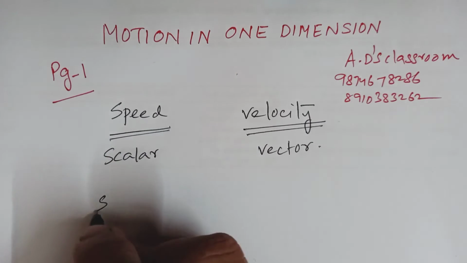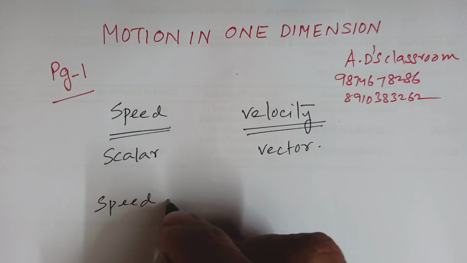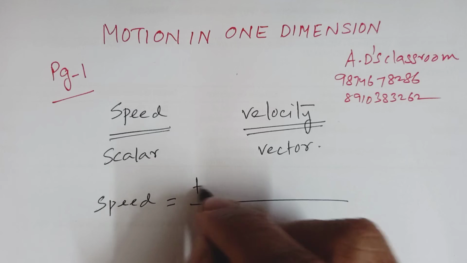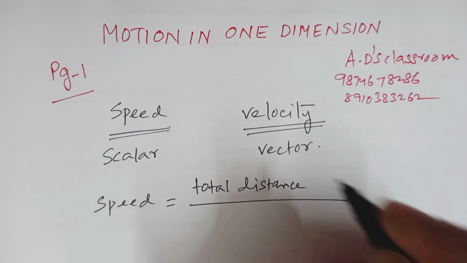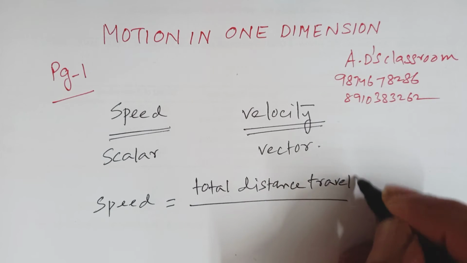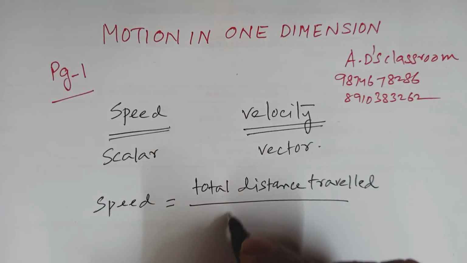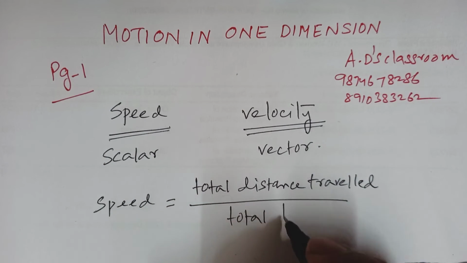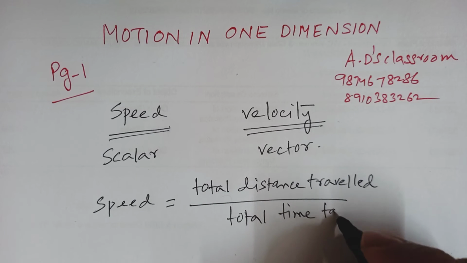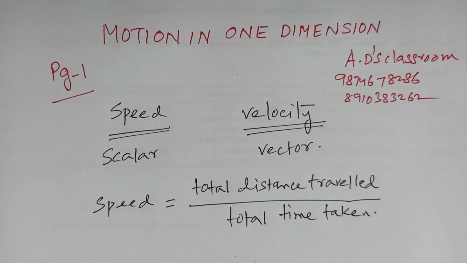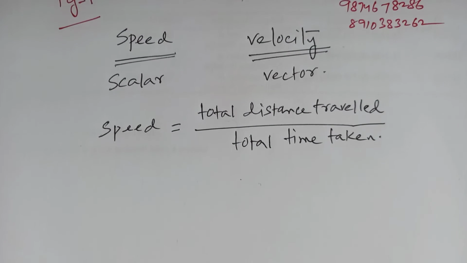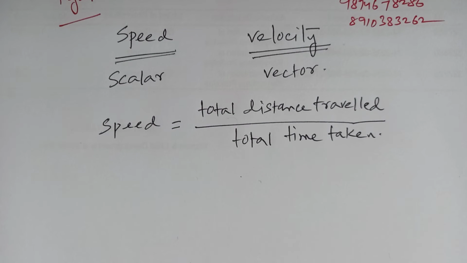Now, speed is equal to total distance traveled divided by total time taken. So, speed is equal to total distance by total time.